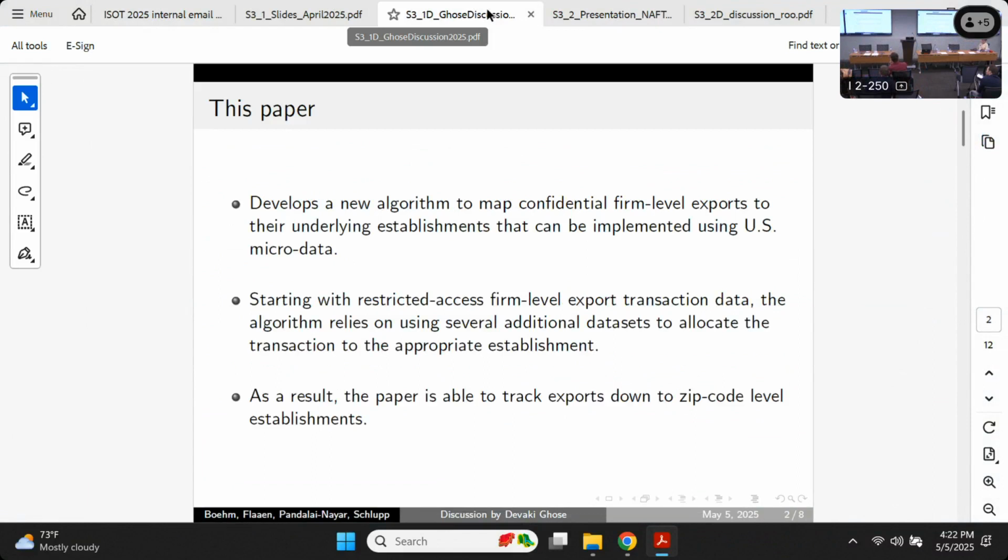Nitya has already done a super good job of talking about this paper and summarizing it, but just in a few second summary: they develop a new algorithm to map confidential firm level exports to their underlying establishments. That can be implemented using US restricted census microdata. And this paper uses an array of restricted use data very innovatively to actually allocate exports to different establishments. As a result, we are now able to track down exports to zip code level establishments.